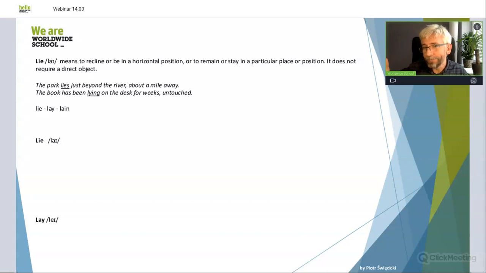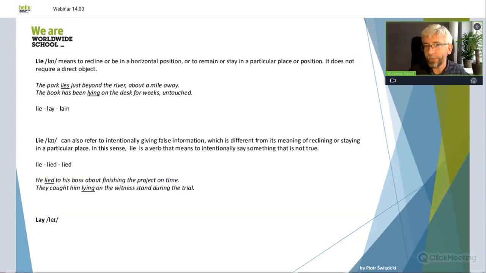Okay, what about lie? The second lie. The second lie is, I'm not lying to you. This is true. All this is true. Well, it refers to intentionally giving false information, which is different from the meaning of reclining and staying. In this sense, lie is a verb that means to intentionally say something which is not true. And the past forms are lied, lied. It's regular. He lied to his boss about finishing the project on time. They caught him lying on the witness stand during the trial.